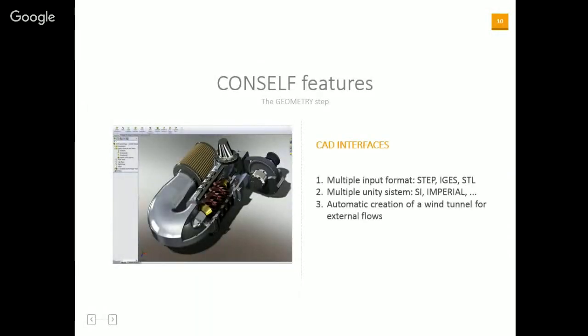Let's talk a little bit in details about the features of Conself. We can interact with a multiple input file format from CAD files such as step file, IGES file, or STL file, which are now very popular for 3D printing. It is possible to use multiple unit system. As we know, users are from all around the world, and some of them, they use the international system, some of them are based on imperial system, and some other on other unit system again.